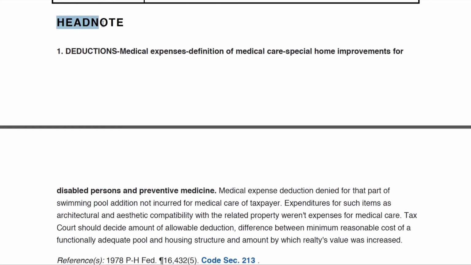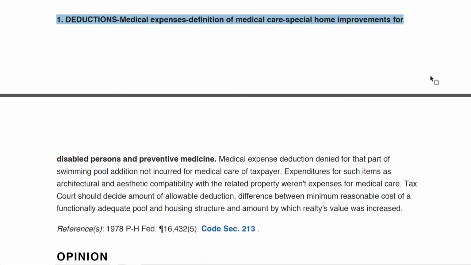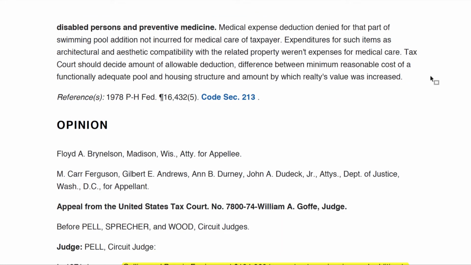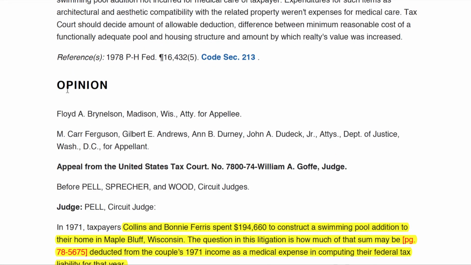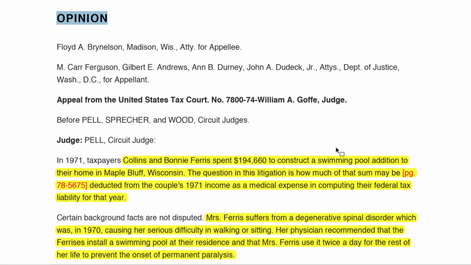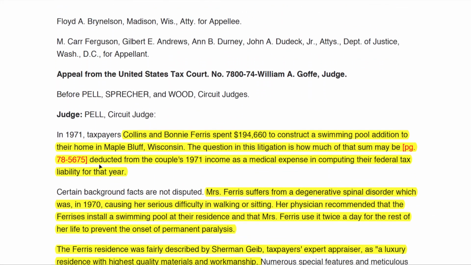Generally speaking, the head note is what the database, the service provider here, Checkpoint, gives, kind of like an editorial. Okay, and generally speaking, that's not the binding or primary authority part of it. The opinion is where the actual official part of the language comes from. So generally speaking, it tells you more procedural stuff. Then it goes into the facts.